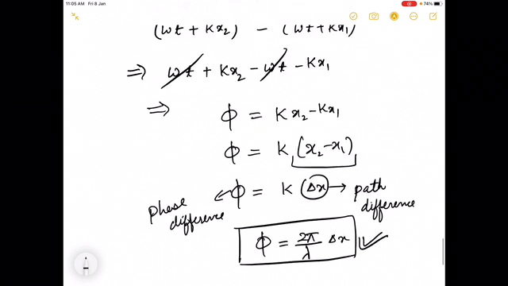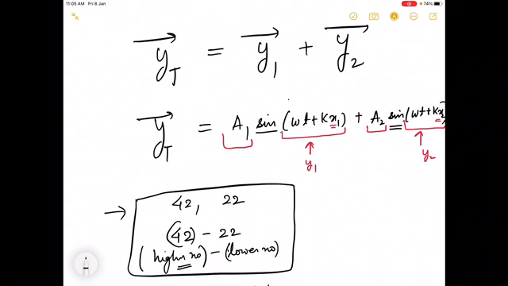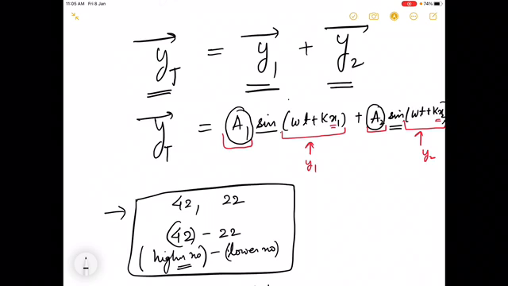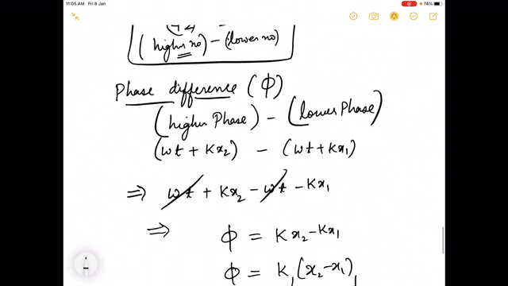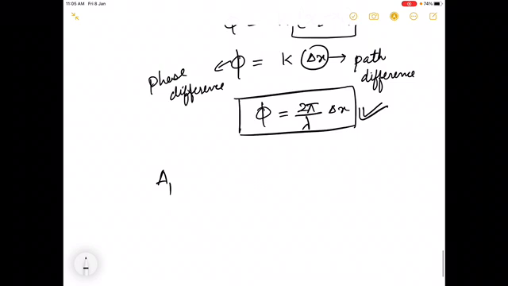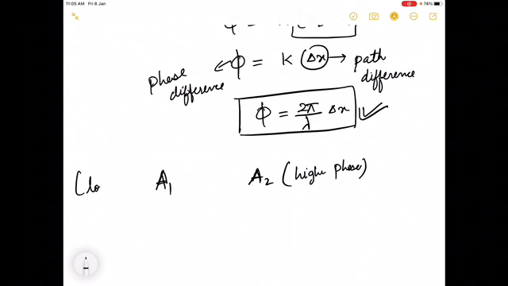Now let's go back to the equation. We know the phase difference. Now we have to talk about how we are going to deal with our amplitudes. Like I said, they have been added vectorially. So let's deal with these amplitudes vectorially. Let's say A1 and A2 are my two vectors. The A2 amplitude was the wave which had higher phase, and A1 had lower phase. Remember that.